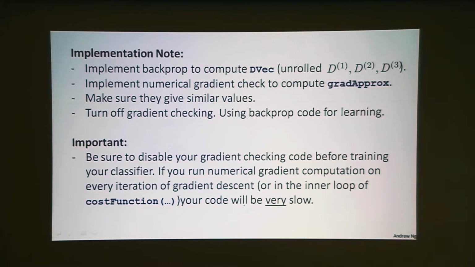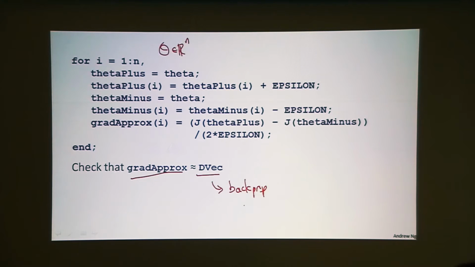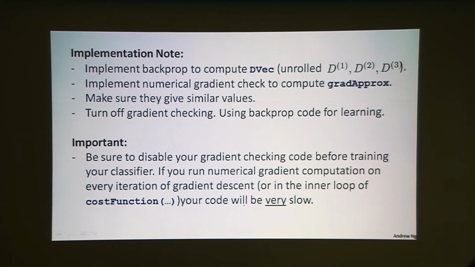And then finally, an implementation note. The most common mistake I see in implementations of this method is people continue to do numerical gradient checking even when they're running the algorithm for real, right? It turns out that this routine for numerical gradient checking is very slow. You should run this only once to ensure that your code is correct, and then you should turn it off forever and be done with it. So what you do is implement backprop to compute the gradient, then implement numerical gradient checking, make sure they have similar values, and then the important step is to turn off gradient checking and use only your backprop code for learning. Okay?